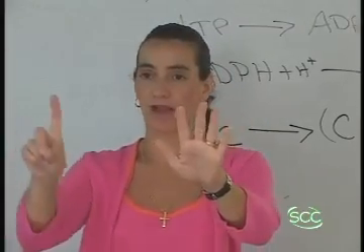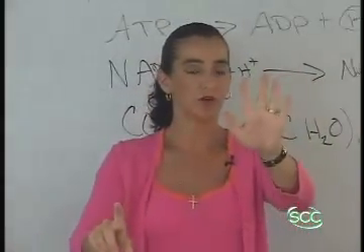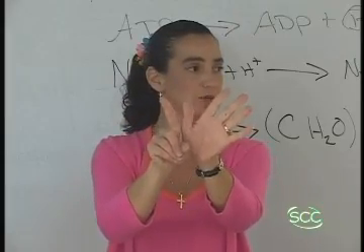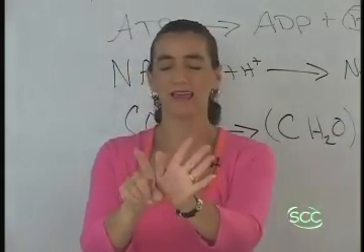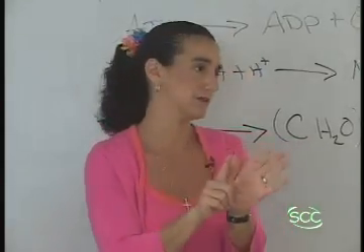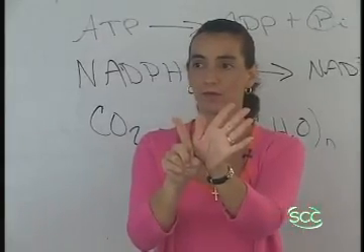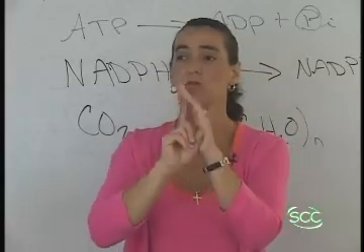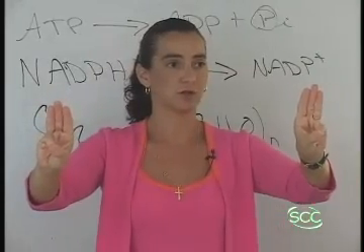RuBP is going to combine with that carbon dioxide, that 1 carbon. We're going to take this 5-carbon RuBP, combine it with this 1 carbon, and now I've got a 6-carbon molecule, right? The 6-carbon molecule is known as Rubisco. But it's a very, very unstable carbon molecule. So almost immediately in this carbon fixation stage, we bring the CO2 in, and almost immediately we're going to see this molecule split apart and create 2 3-carbon sugars.